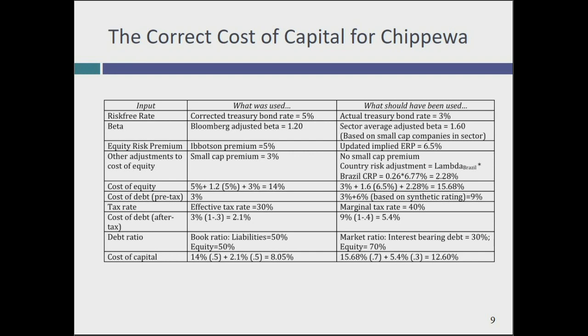For the cost of debt, I replaced the 3% with the synthetic rating based 9% cost of debt. I used the marginal tax rate on it. And before I use the marginal tax rate, though, what do I need to check?